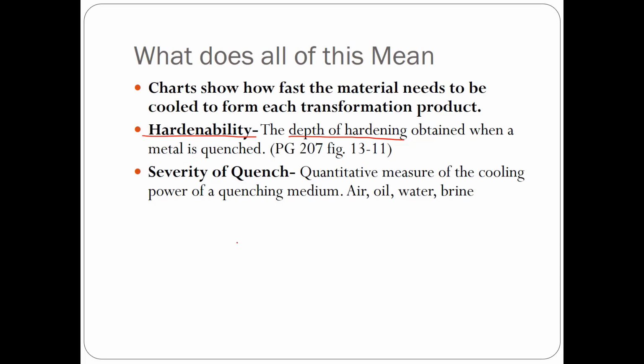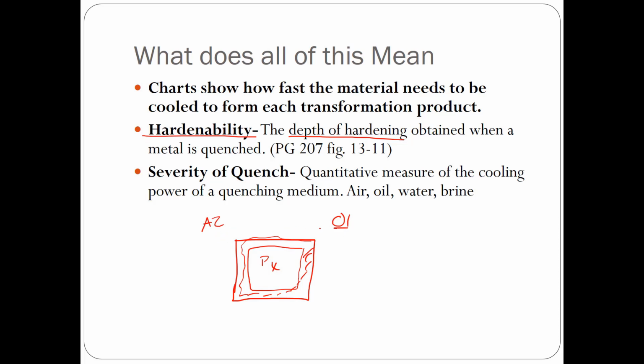For example, if I had a big block of A2 and I harden this, I'm going to get martensite all the way to the center. But if I had a big block of O1, I might only get hardening to this depth right here. So this out here is going to be martensite, and everything in the middle is going to be pearlitic products, because O1 doesn't have as good hardenability.